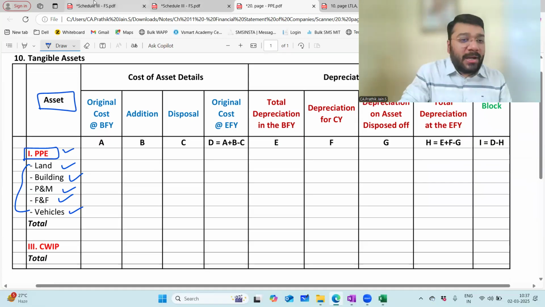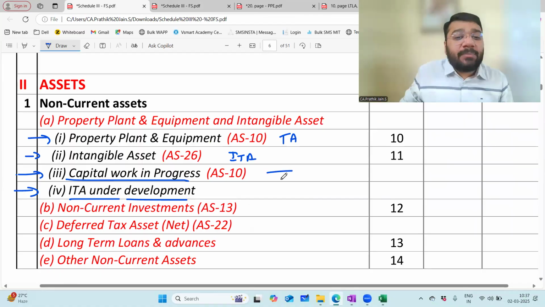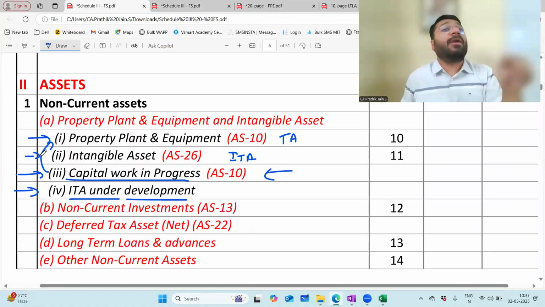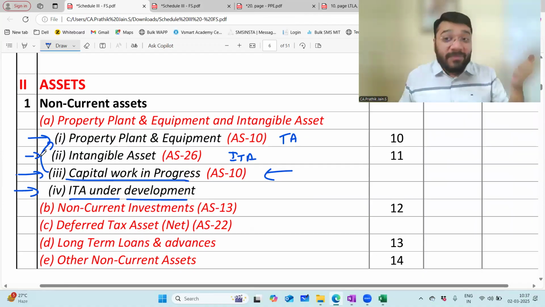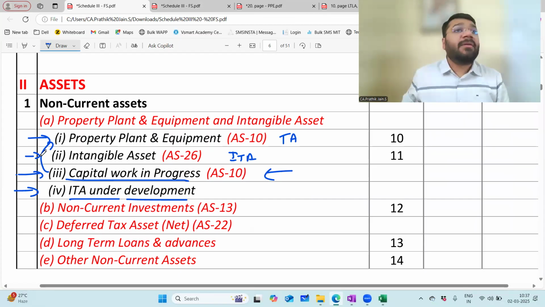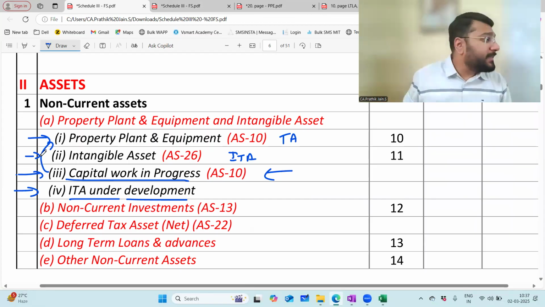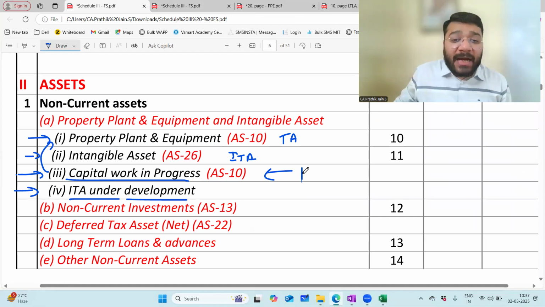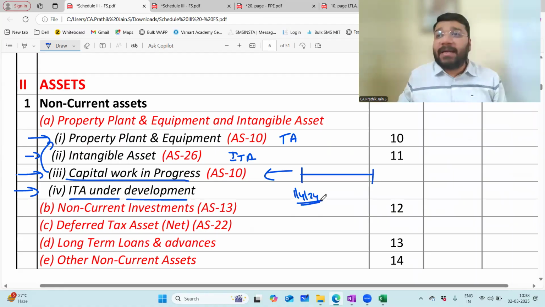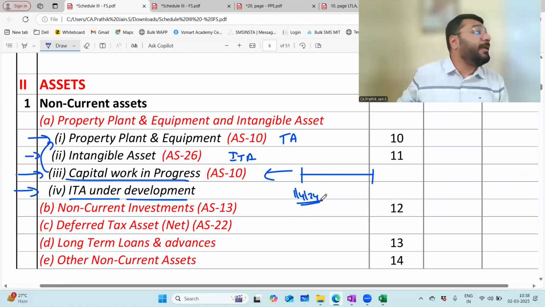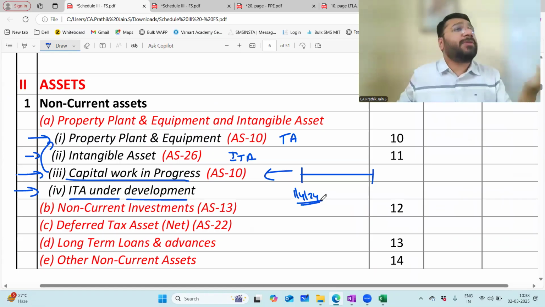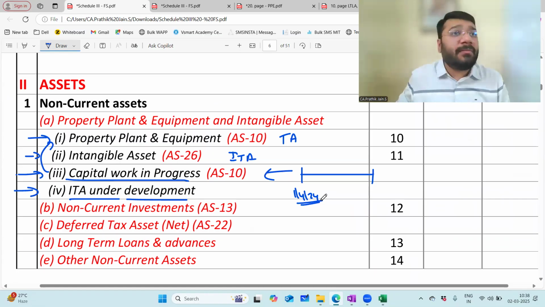Then there's something called capital work in progress. Capital work in progress means what? It is that part of PPE whose construction or build is still not completed. For example, I have started constructing the academy's own building, a 3-floor building. Construction was started, let's suppose, on 1/4/24. The engineer said that it will take 3 years for me to complete the building. Assume that 3 years it will take to complete the building.